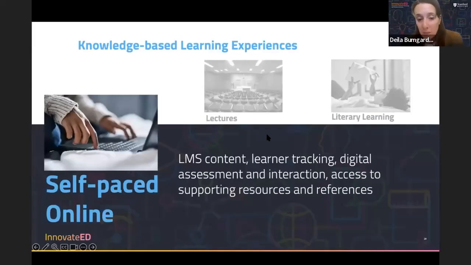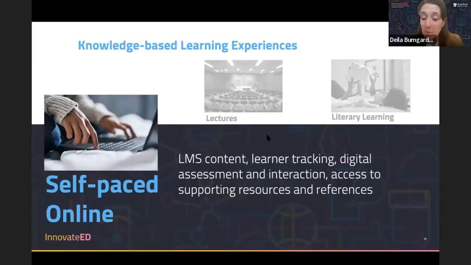Self-paced online education, which is a niche that I have definitely spent a lot of time developing materials for. It's usually LMS content online found asynchronously by a learner to access at their leisure. But some of the benefits and the things that you can use to your advantage as a learning designer are the fact that you've got learner tracking in a way that you probably wouldn't in the physical space.